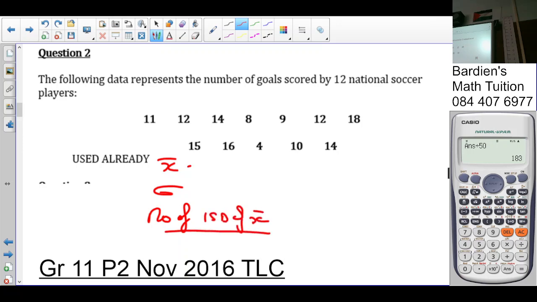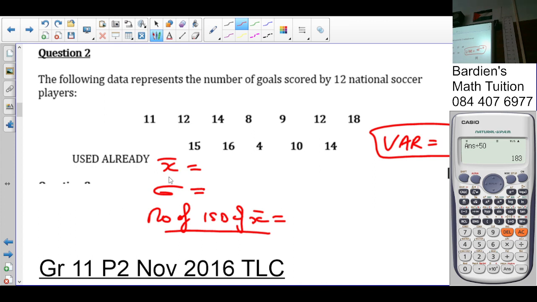Okay. Yes? Very rarely, but if asked by another examiner, the variance is your standard deviation squared. So you square your standard deviation, you get your variance. The variance is equal to your standard deviation squared.